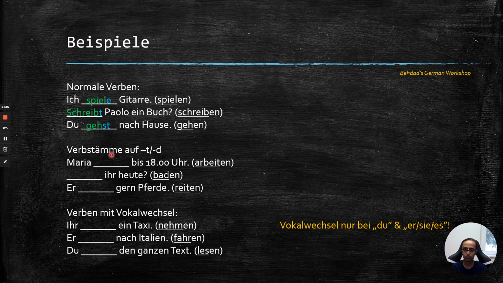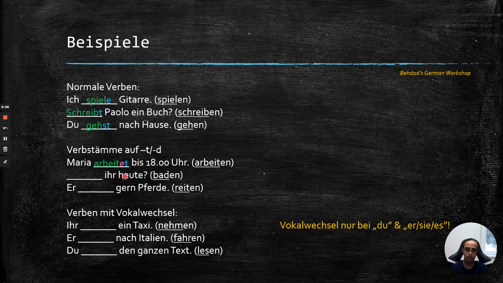The next one, with the roots ending in T or D. Maria bla bla bis 18 Uhr. The verb is arbeiten. The root is arbeit. And Maria is the third person singular, she, sie. So what do we need to add? A T at the end. But what would happen if we added a T at the end of arbeit? It would be arbeitt. A bit hard to pronounce, isn't it? So we add an E also. Maria arbeitet bis 18 Uhr.